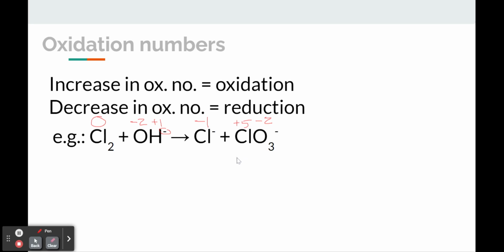So in this case, chlorine is both oxidized and reduced. The chlorine to Cl minus, chloride ion, that is a reduction because it went down from 0 to -1. But the chlorine to chlorate, that's an oxidation because it went from 0 up to +5 in oxidation number.